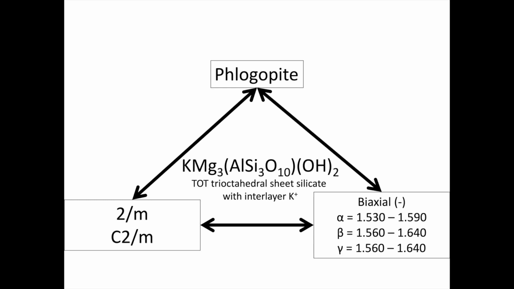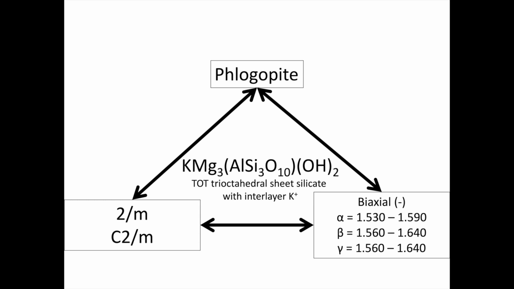Now, our Phlogopite has one of the most complicated chemistries and structures of any of the minerals we've looked at. However, it's very similar to our muscovite, so we're just gonna steal a whole bunch of stuff from our muscovite video. The chemistry of our Phlogopite consists of potassium, magnesium, aluminum, silicon, oxygen, and hydroxide. And the structure of our Phlogopite is of a TOT trioctahedral sheet silicate with interlayer potassium.